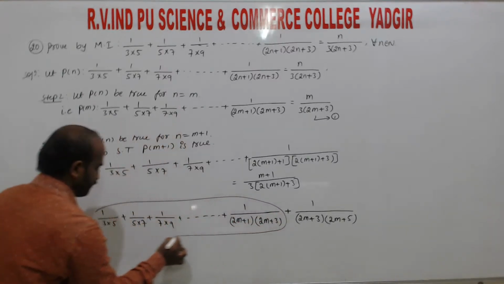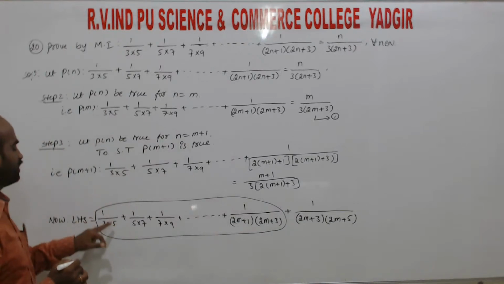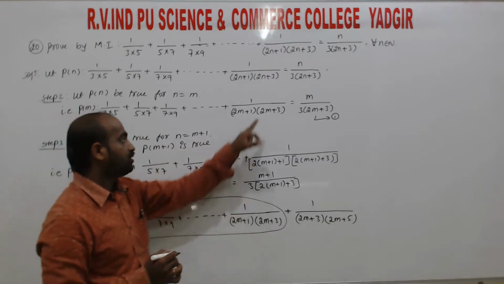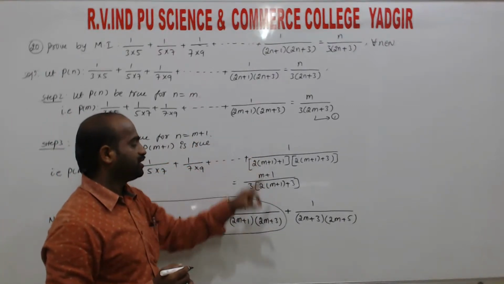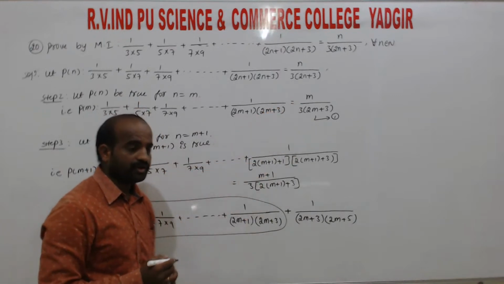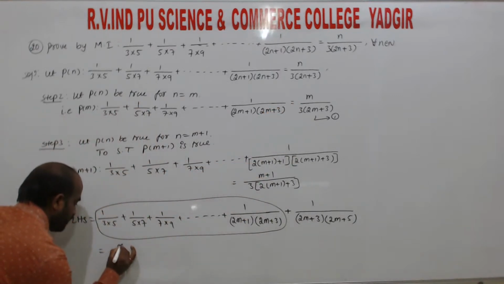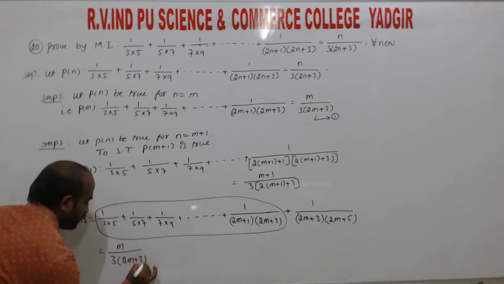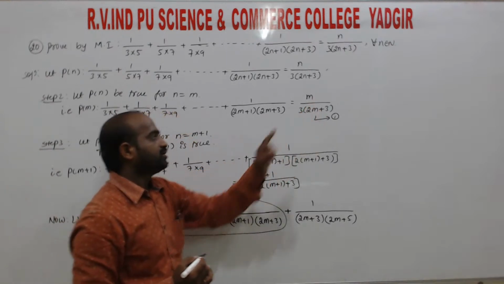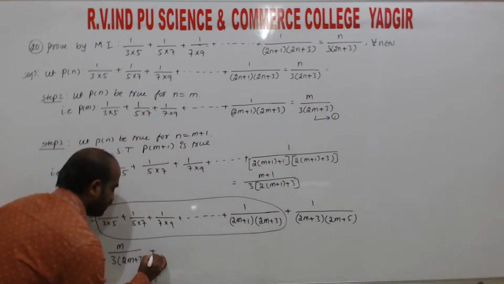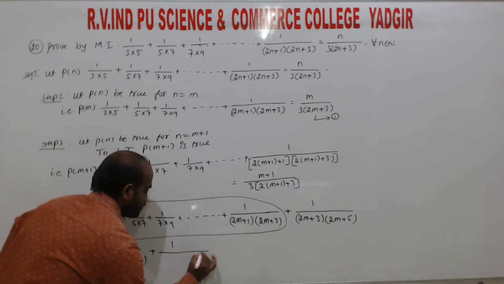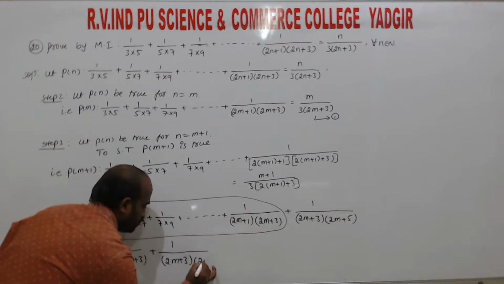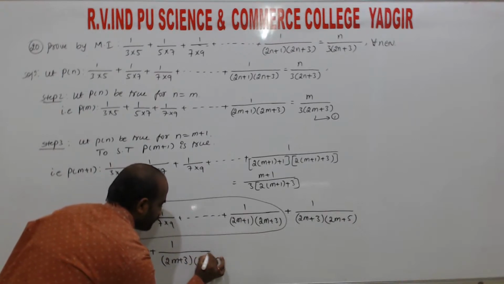Equation 1: 1 by 3 into 5 plus 1 by 5 into 7 plus 1 by 7 into 9 and so on, up to 1 by (2m plus 1)(2m plus 3), is equal to m divided by 3 into (2m plus 3). The last term, as is, 1 by (2m plus 3)(2m plus 5).